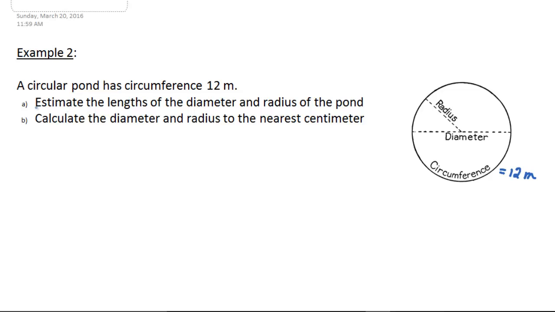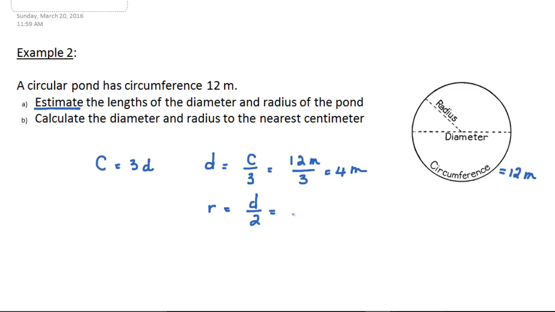Because of the word estimate, we're going to use the easy thing, that the circumference is 3 times the diameter. So that means the diameter equals C divided by 3. If C is 12 meters, I divide by 3 and get 4 meters, and this is going to be my diameter. As an estimation, I can also estimate the radius. The radius is half of the diameter, which means 2 meters.